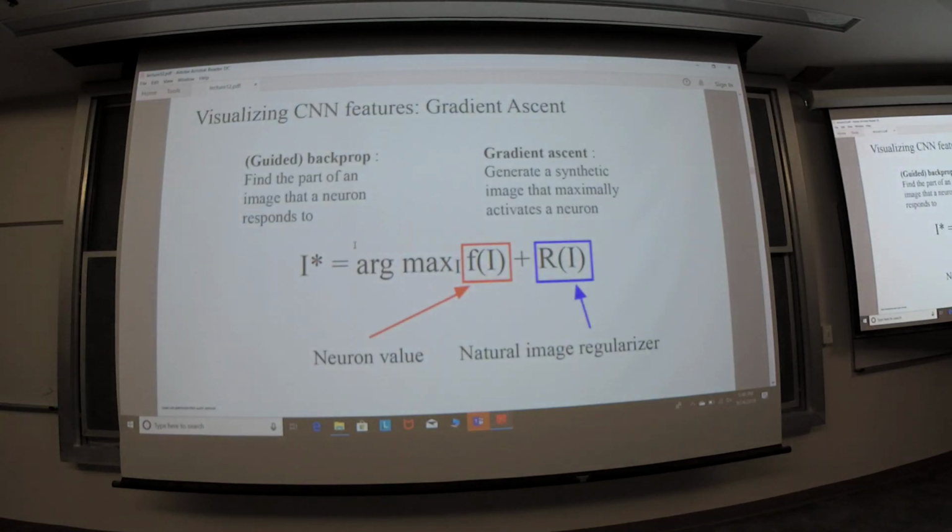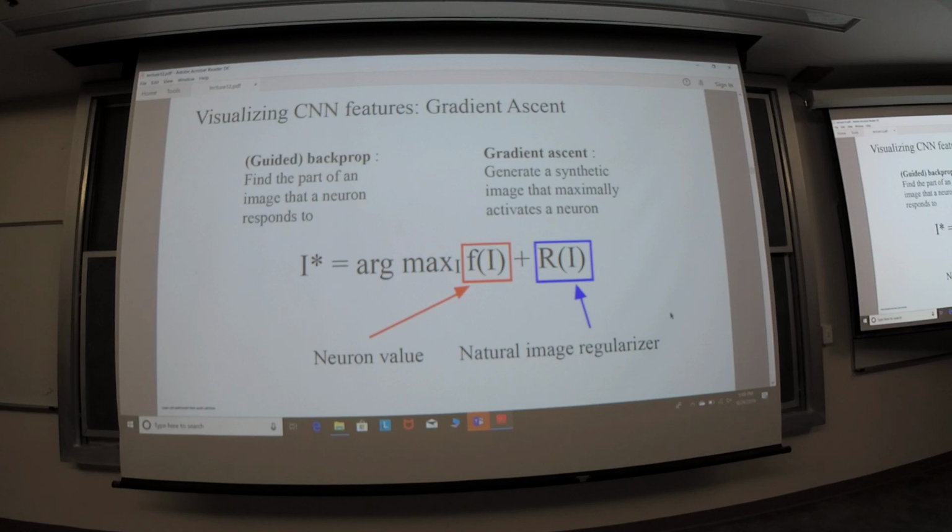Okay. So we saw guided backpropagation, and there is one more technique following this, known as gradient ascent. Instead of passing the gradient information back to the input space, it addresses this problem as an optimization problem. It tries to generate an image I which leads to a high activation value for a neuron.